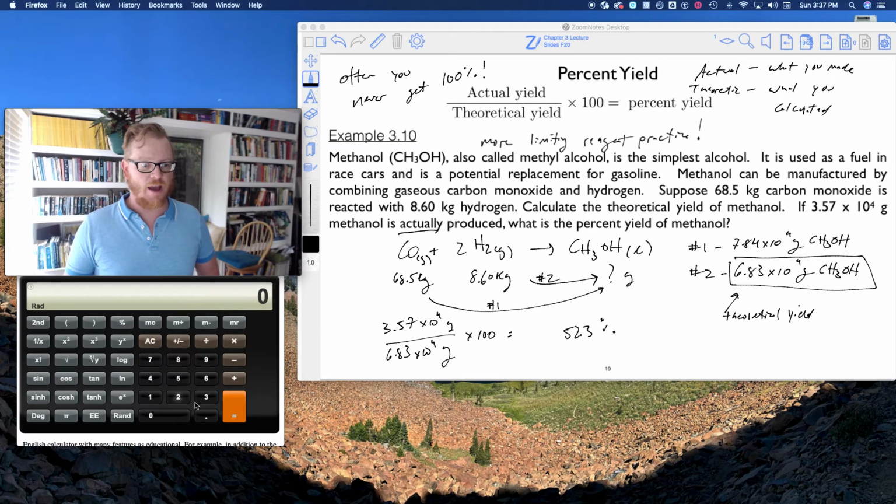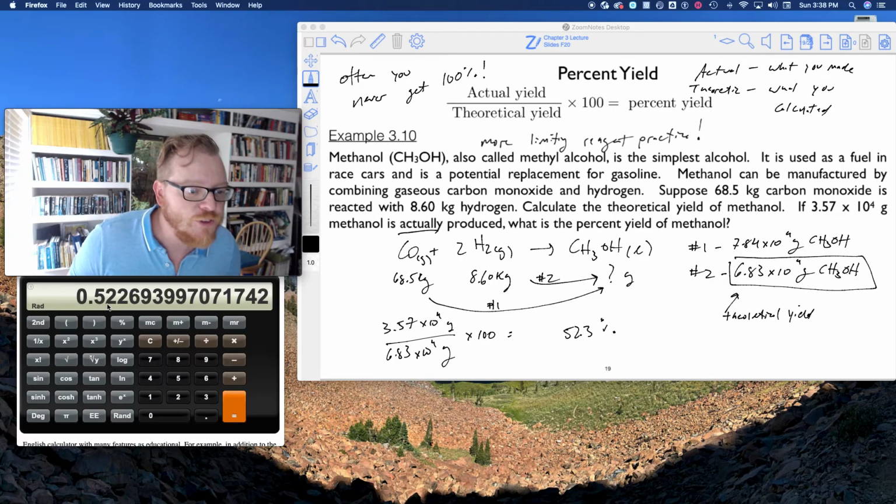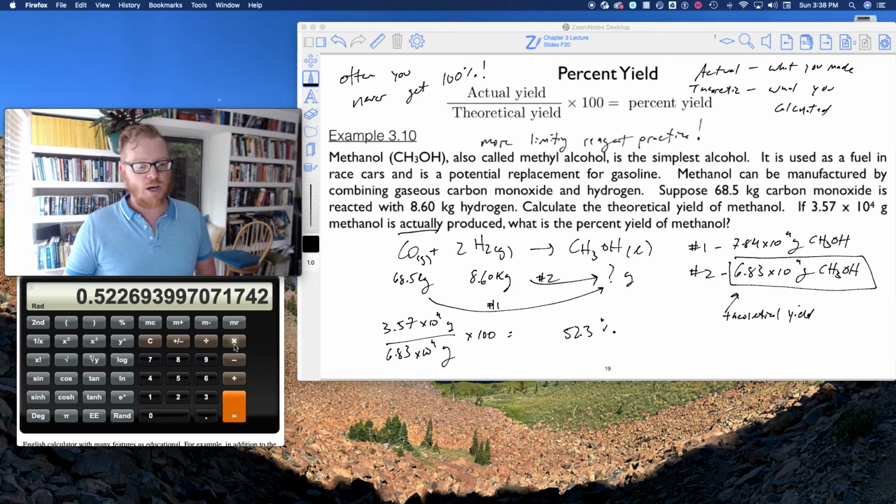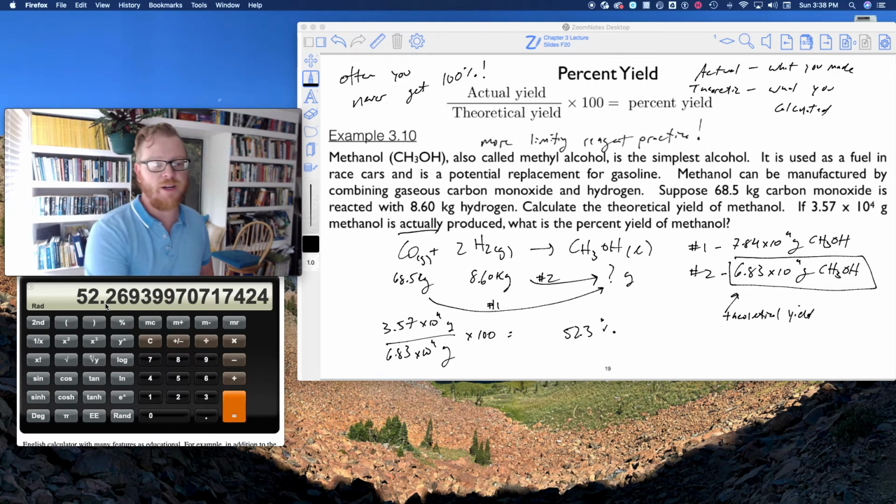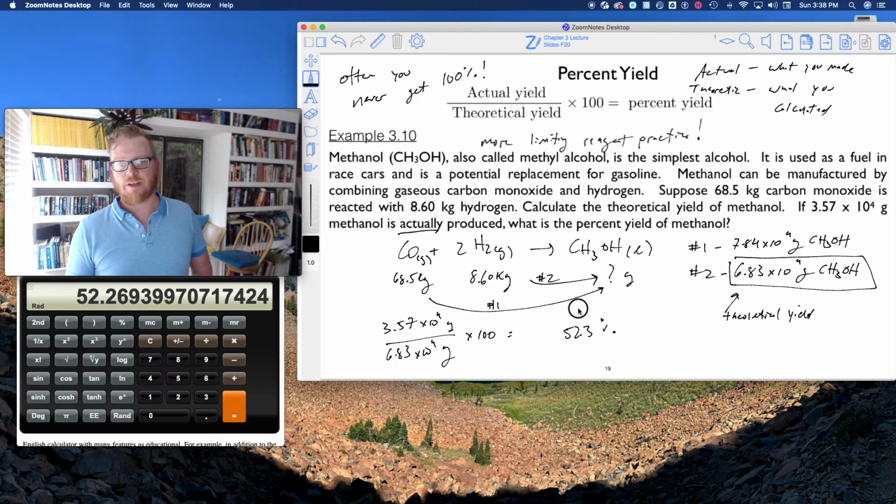So let's do that here in the calculator, right? So I can say 3.57 e to the fourth, divided by 6.83 e to the fourth, equals, and as soon as I say equals, it's going to spit out the answer. So that's 0.52269 something. Remember, times 100 to make it a percent. So 52.3% with 3 sig figs.